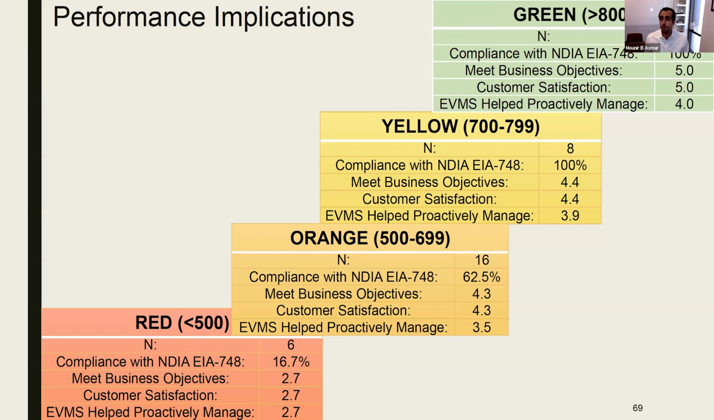Other metrics were meeting business objectives, customer satisfaction, and whether the EVMS helped proactively manage that project. These were on a scale of 1 to 5. And as you can expect, the numbers were 4 and 5 in green, getting lower to closer to 4 in the yellow zone, 3 to 4 in the orange zone, and less than 3, so 2.7 in the red zone. So as expected, these actually tracked, and that was the hypothesis there. We didn't know if we were able to prove it, but indeed, these are statistically significant numbers.